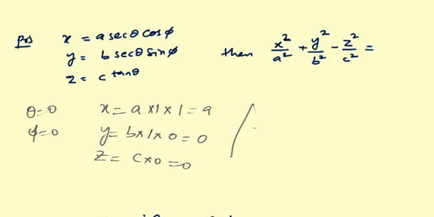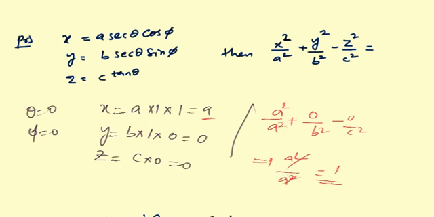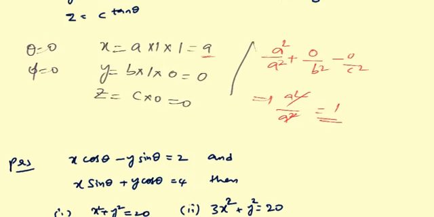Now you substitute here and see what happens. In place of x we will substitute a, so it will become a square by a square. In place of y we will substitute 0, so 0 by b square, and 0 by c square. So you are left with a square by a square, and if you cancel, you will get the answer as 1. This is how you solve the problem, friends. Then go through the next problem.